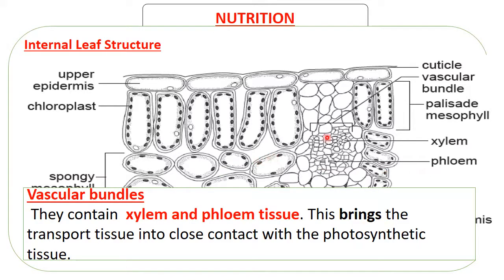Then we also have the vascular bundle here, xylem and phloem. Of course, this brings the transport tissue into close contact with the photosynthetic tissue. So the vascular bundle makes sure that the xylem and phloem are in close contact with the photosynthetic tissue, so that water is provided, and of course manufactured food is taken away from the palisade mesophyll.